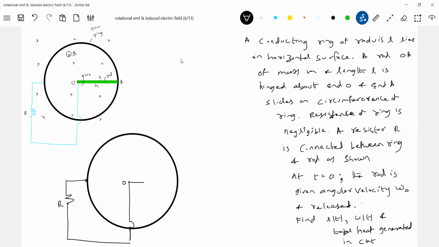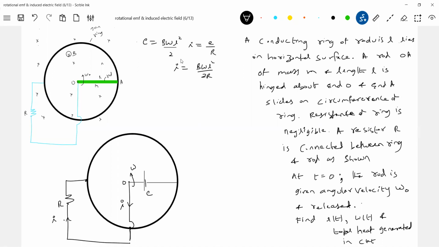So here replace with an EMF. Angular velocity omega let it be. So the current I will flow like this. I think it's quite clear, no? Like the previous discussion we made. What is the EMF induced in the rod? B omega L square by 2. And what about current in the circuit? E by R. So current in the circuit will be B omega L square by 2R.